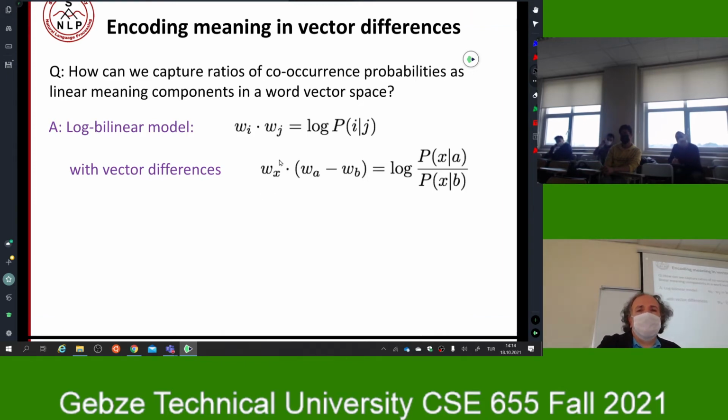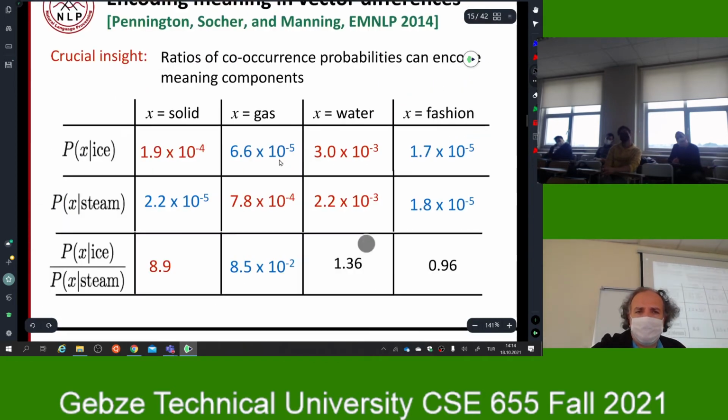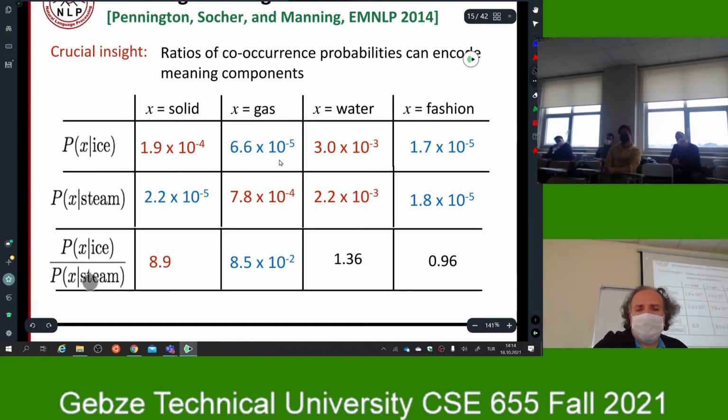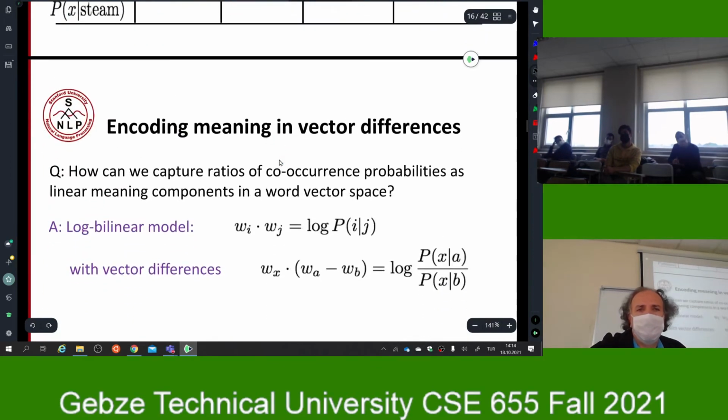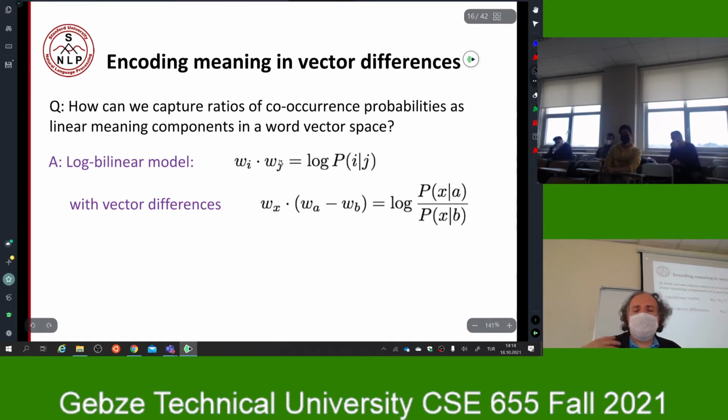Okay, the difference between A and B. This is the ratio of the, remember what we are trying to do? Ratio of these co-occurrences over the third word. Which one should be large and which one should be small, in a way that we are trying to come up with these vectors using this idea. Encoding meaning within vector differences and doing the optimization this way.